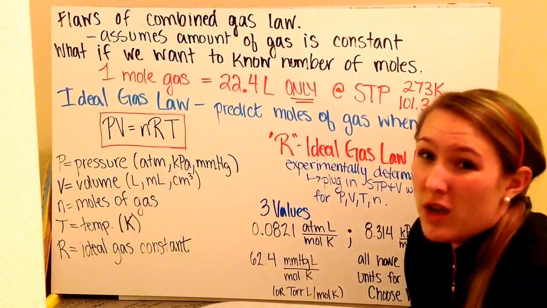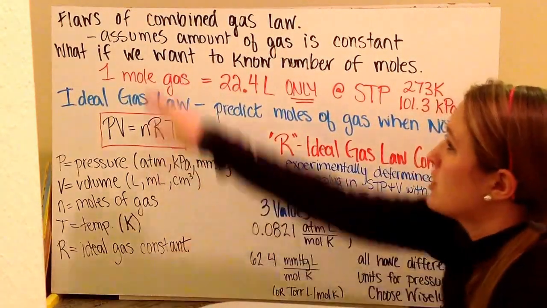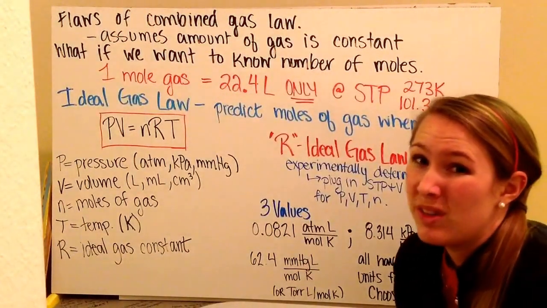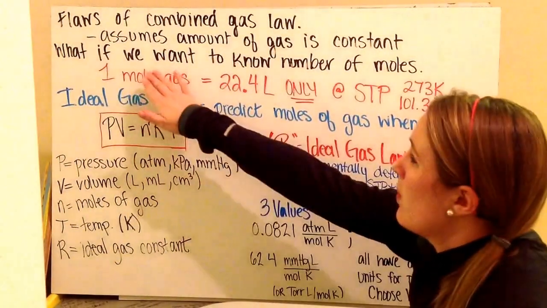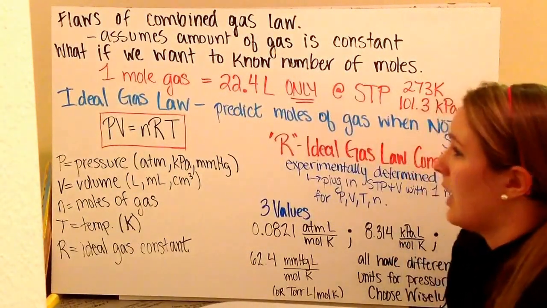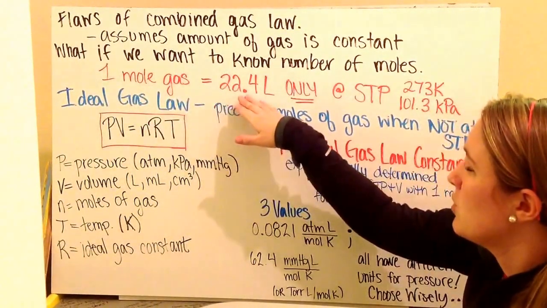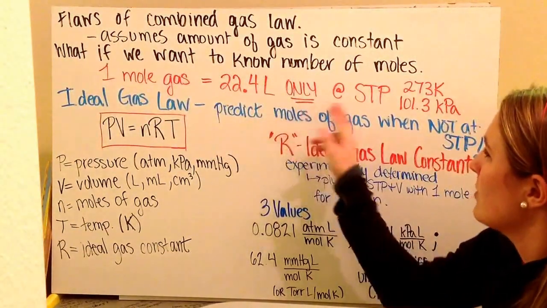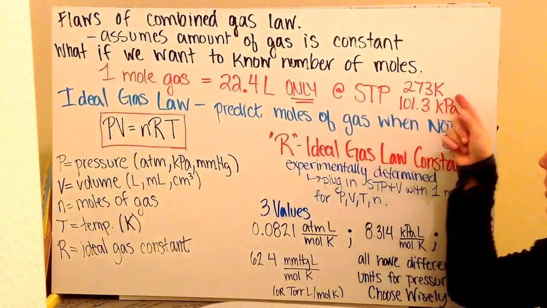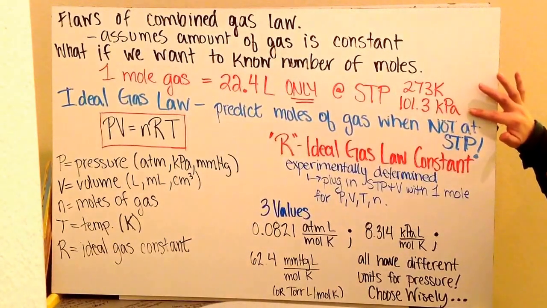So there are a few flaws with our combined gas laws or our basic gas laws, and that is that it assumes the amount of gas is constant. Okay? We know that that's not always the case. So what if we want to know the number of moles? We want to know about the amount of gas that we have. We know that 1 mole of gas is equal to 22.4 liters, but this is only at STP, standard temperature and pressure, which is 273 Kelvin, 101.3 kilopascals.